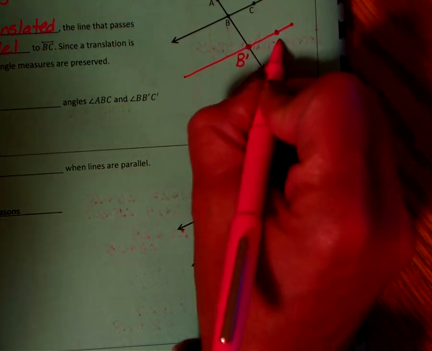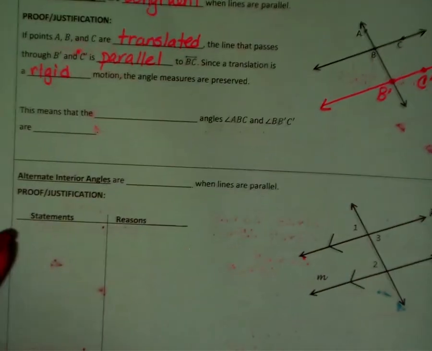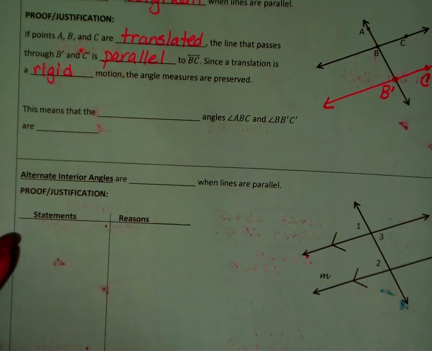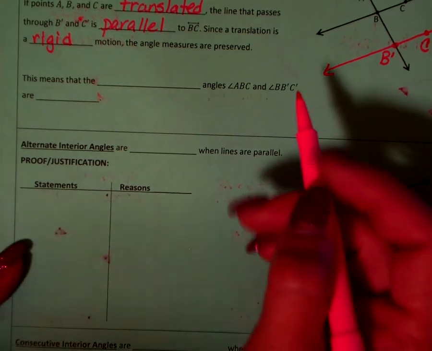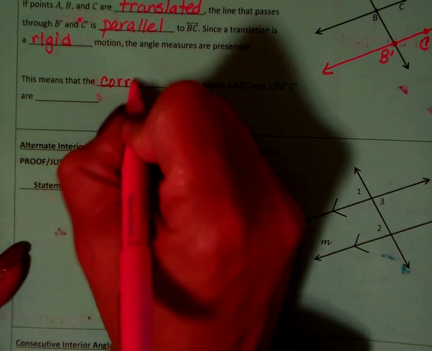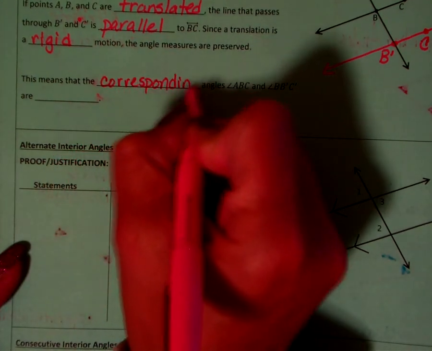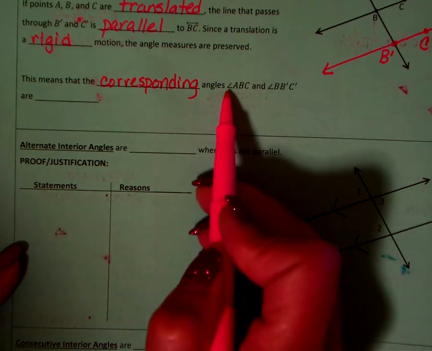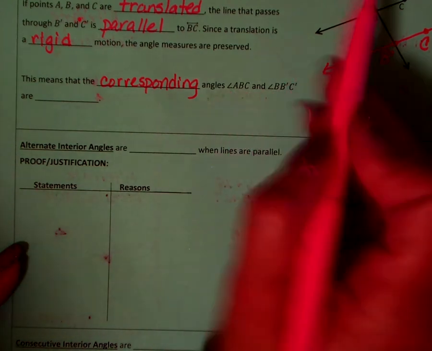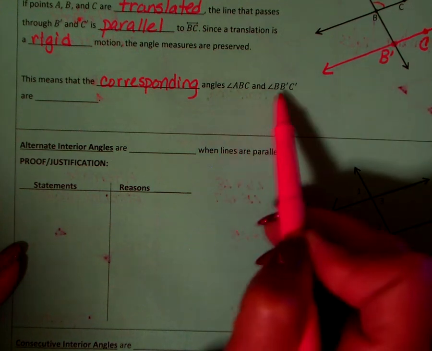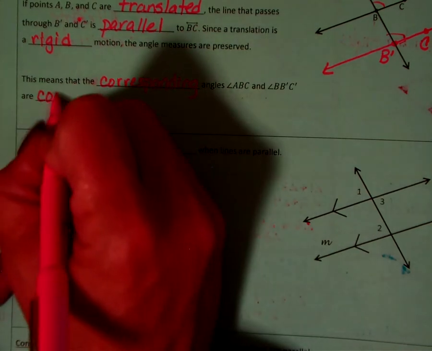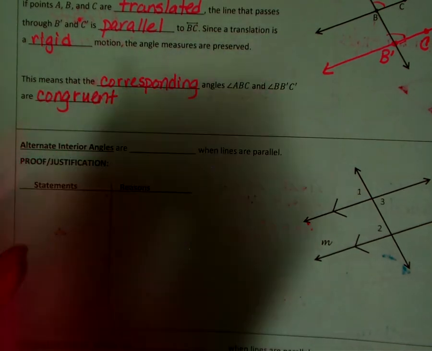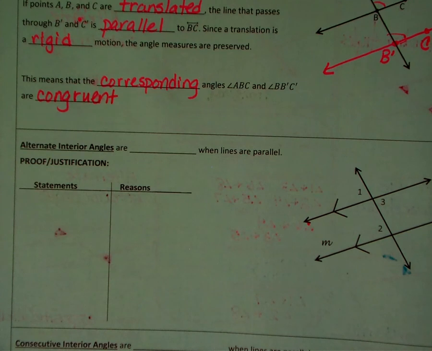If B prime and C prime are translated, we would then have parallel lines. Okay. This means that the corresponding angles of angle ABC, so here, and B prime C are congruent. So basically telling us that corresponding angles are congruent.